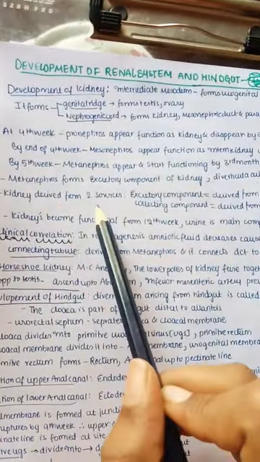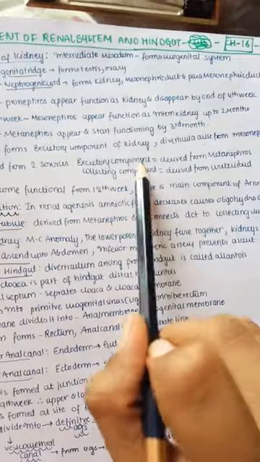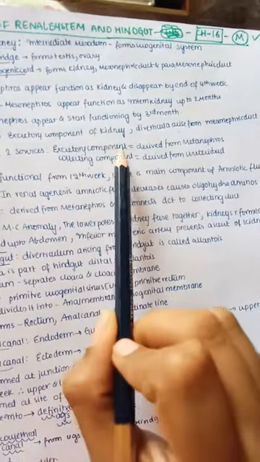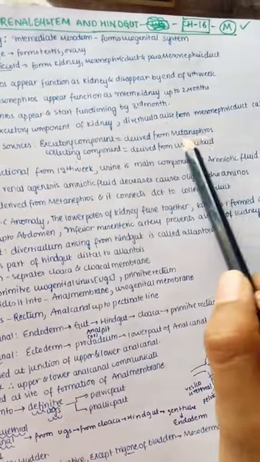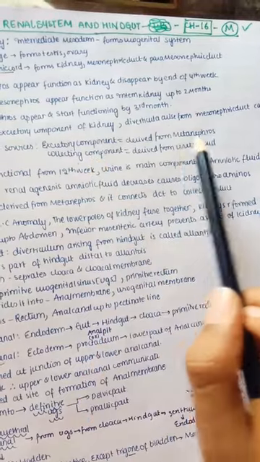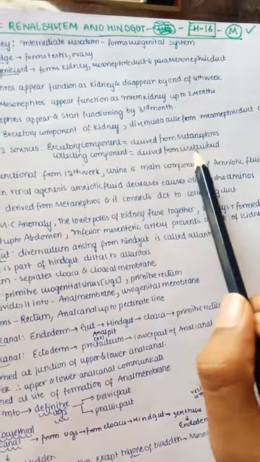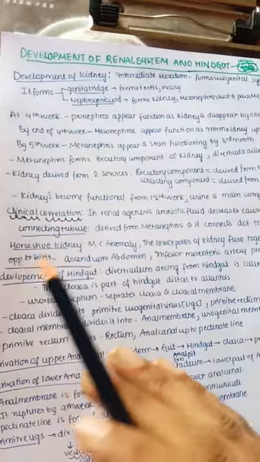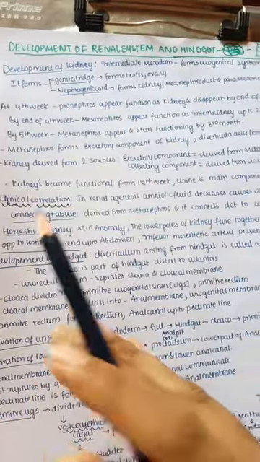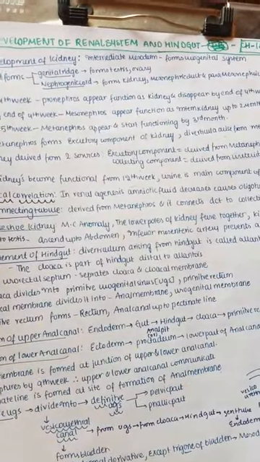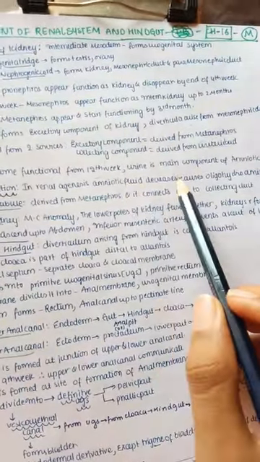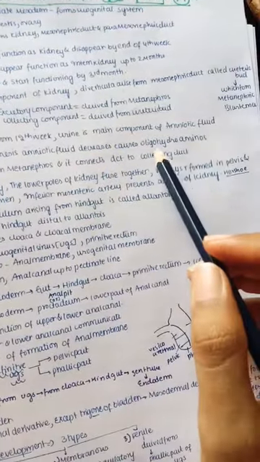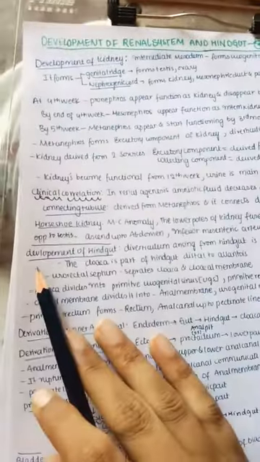So the kidney is derived mainly from two sources, that is the excretory component and the collecting component. The excretory component is mainly derived from the metanephros, and the collecting component is mainly derived from the ureteric bud. Next, the kidneys become functional from the 12th week, and urine is the main component of our amniotic fluid. For example, in clinical correlation, if there is renal agenesis, what happens? The amniotic fluid decreases because there is no urine, so it causes oligohydramnios.